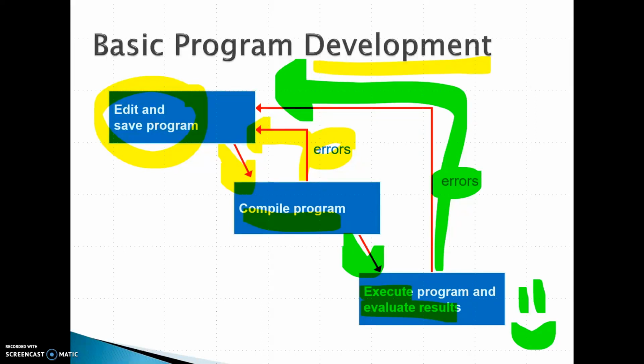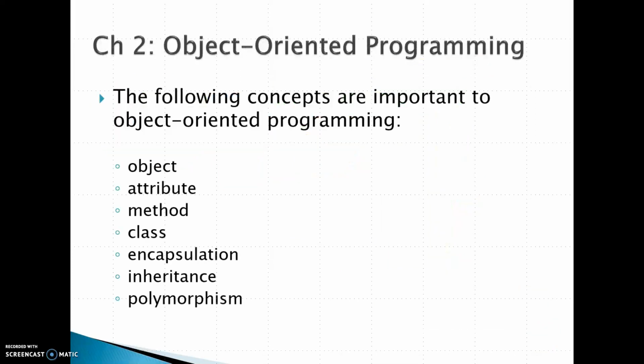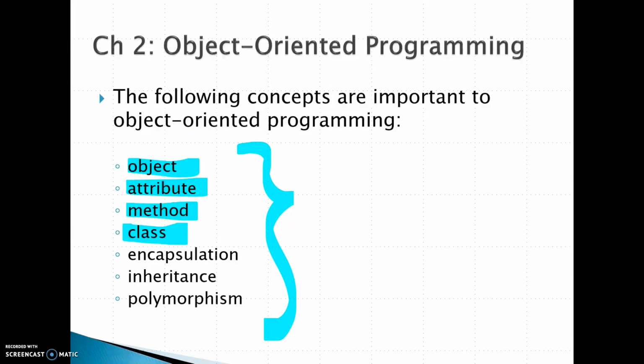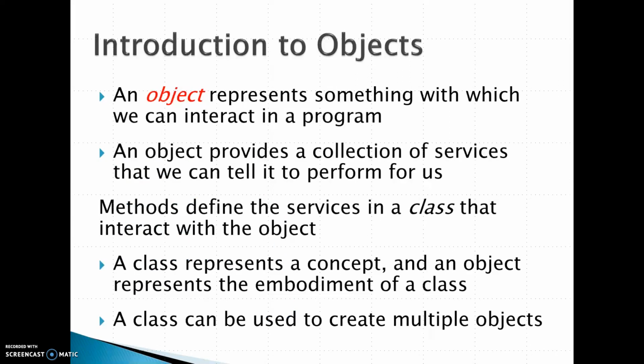All right, so we're going to move into Chapter 2 topics, which are laying out the foundation for object-oriented programming. At the end of our lesson, you will feel comfortable with these properties, and we will talk about an object, attribute, method, and class, and we'll also touch on encapsulation, and then these topics are things that we will learn about second semester.